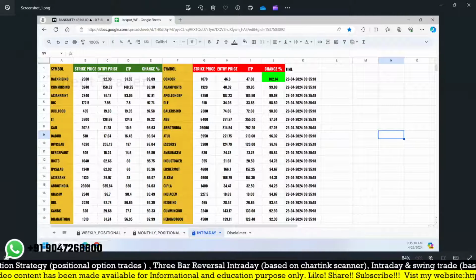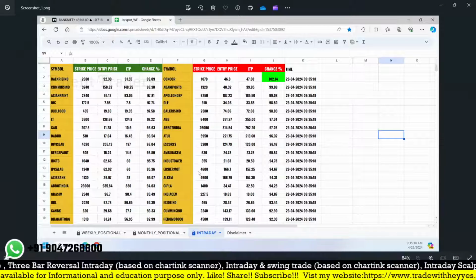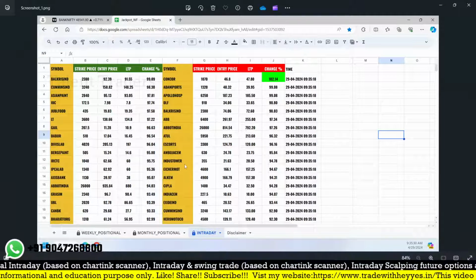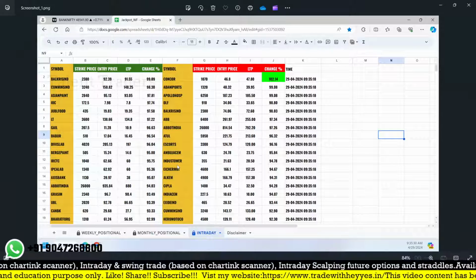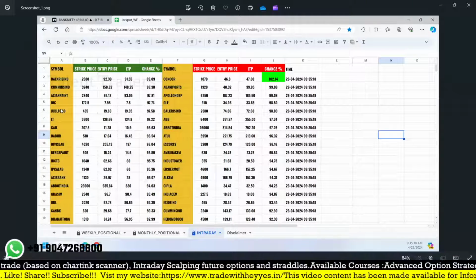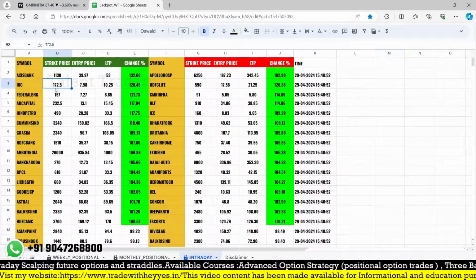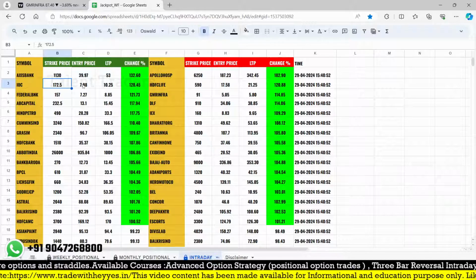After 9:30, from this list you need to select one or two, depending on your risk appetite and your trading speed. It depends. Here I was looking at the top of the list, and IOC is the topmost one in the morning. By the end of the day, it stays at this top level.